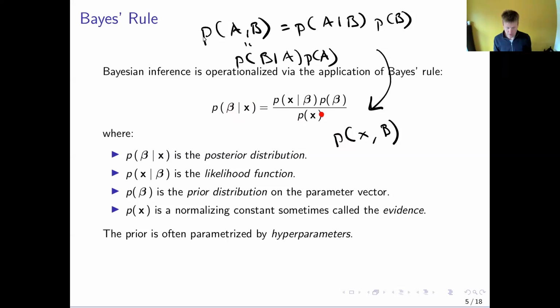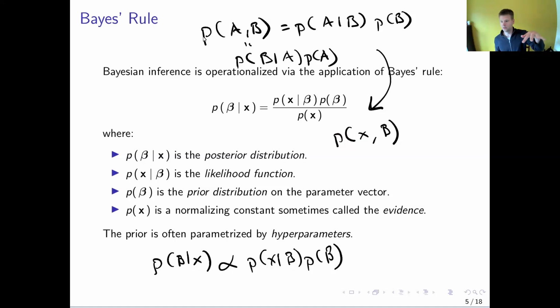The denominator is the marginal distribution over the data itself. I don't have a deep interpretation of that, except it's a normalizing constant, okay? So in fact, you sometimes see Bayes' rule written down as the posterior belief of the parameters given the data being proportional to the likelihood times the prior, all right? And then it's understood that the posterior needs some normalizing constant, and that turns out to be this evidence, which is the marginal distribution over the data, okay? And that's it.